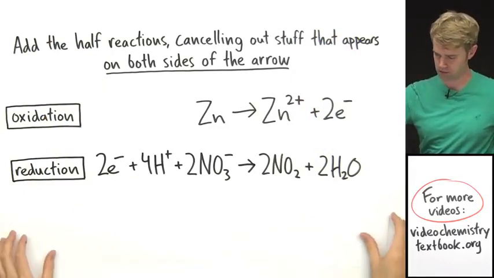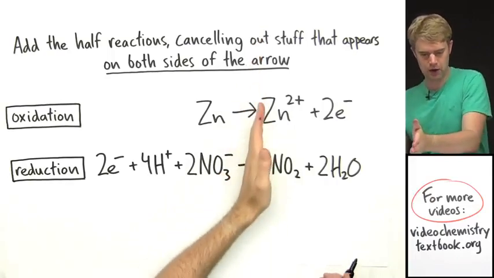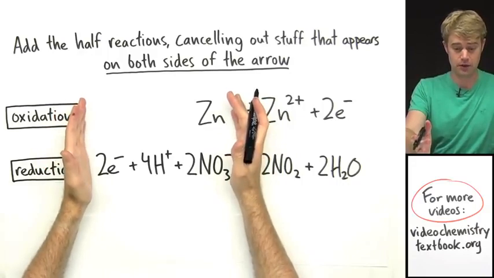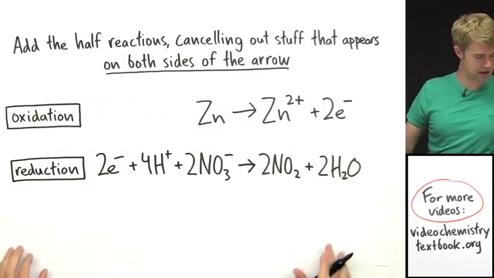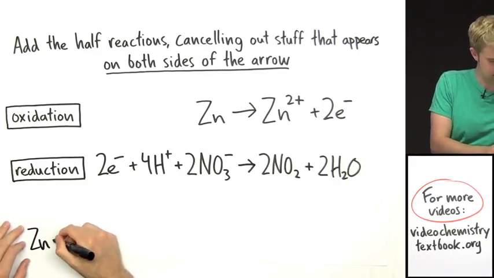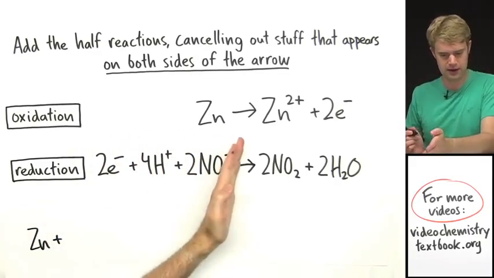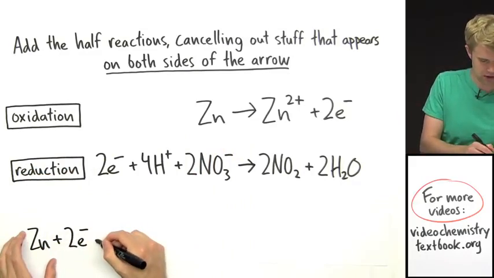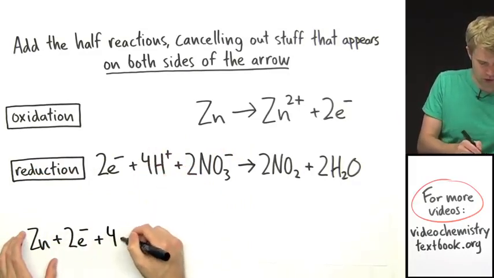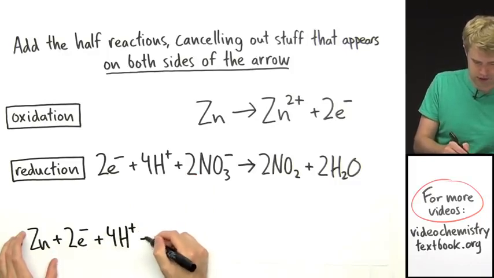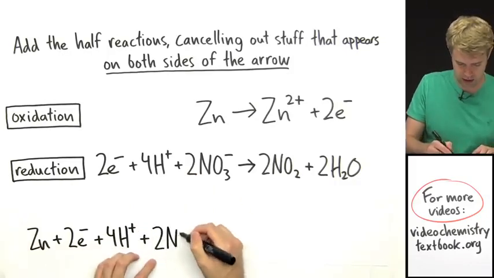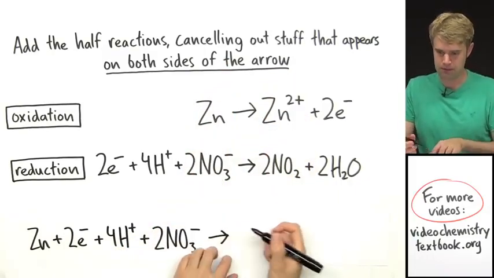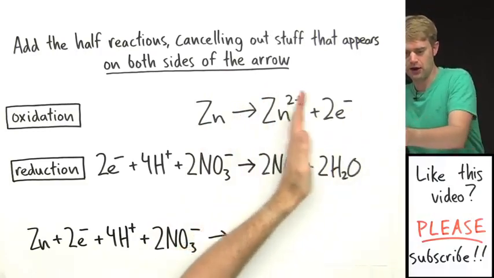So let's do that. To add these together, I look at the arrow and I choose everything from both equations on the left side of that to start with. Okay, so left side, we start with Zn, and now I move down here for everything to the left of the arrow in this reaction. Zn plus 2 E minus plus 4H plus 2NO3, 1 minus. Then I have the arrow in both of them, so I put the arrow here. And now everything on the right side of the arrow for both the equations.